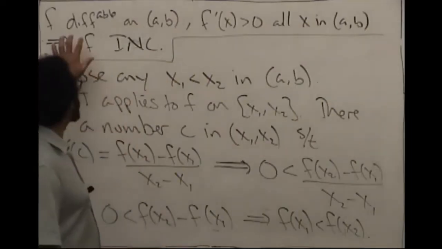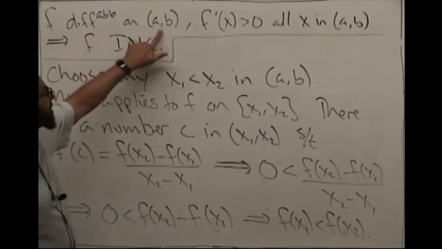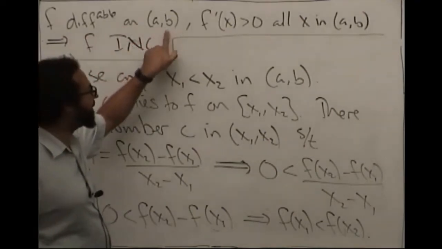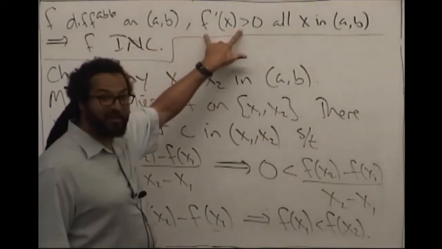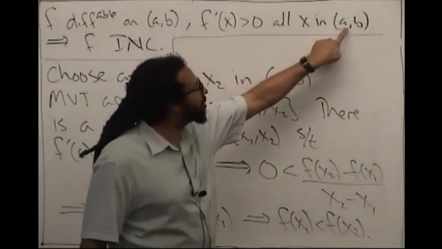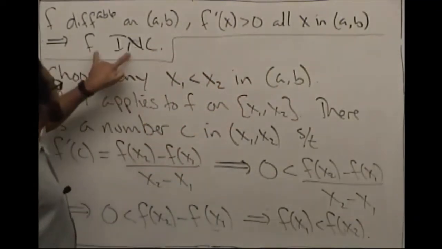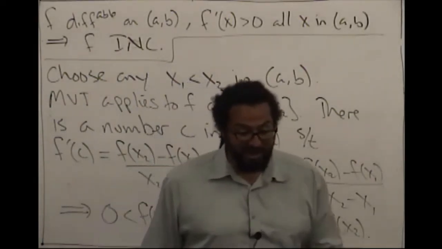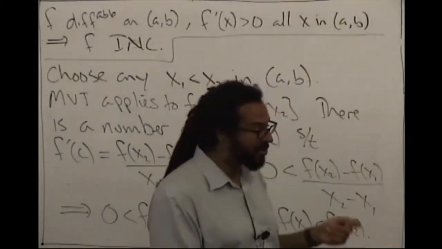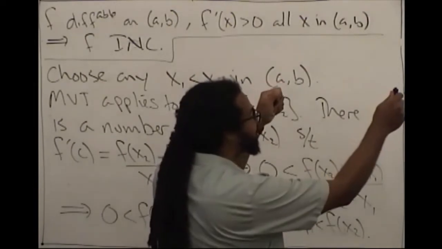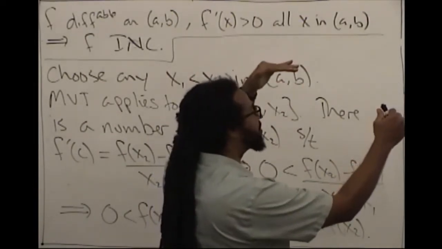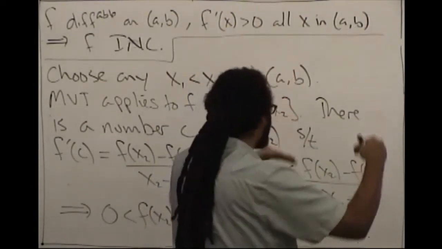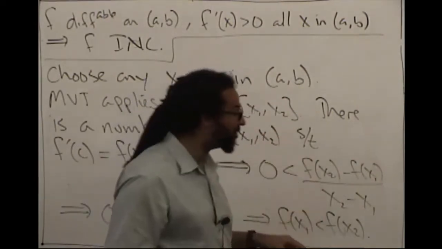Okay, so we've got that f is a differentiable function on the open interval from a to b, and we know that the derivative is positive everywhere in the open interval from a to b. We want to show that f is increasing. So what does it mean for a function to be increasing? Well, I need to choose an x1 less than x2 and show that f of x1 is smaller than f of x2. So that's what we need to show.